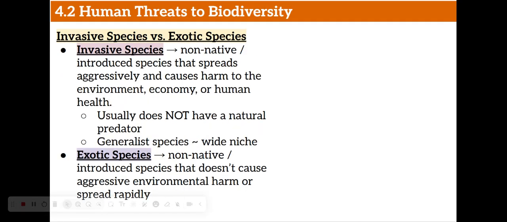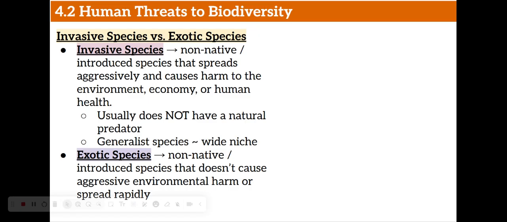Invasive species and exotic species are a little bit different. Invasive species, I know that has been gone over in biology. Invasive species are non-native or introduced species that spread aggressively and cause harm to the environment, economy, or human health. And the reason why these invasive species spread so rapidly and cause so much harm is because they don't have a natural predator to prevent population growth.